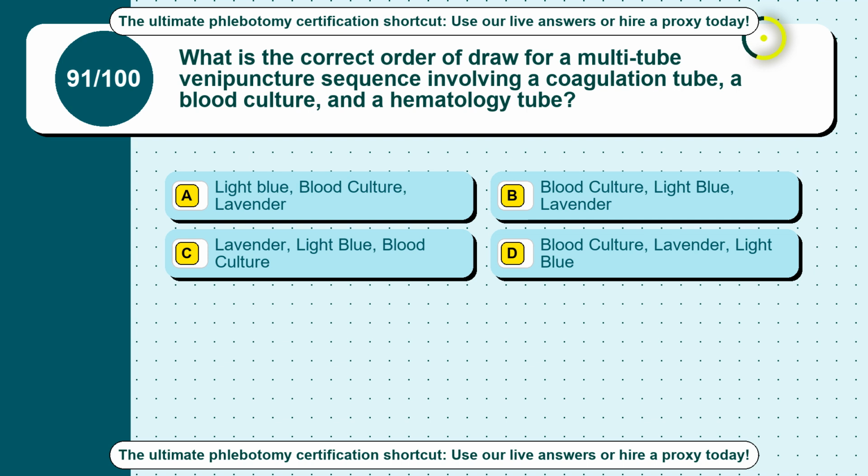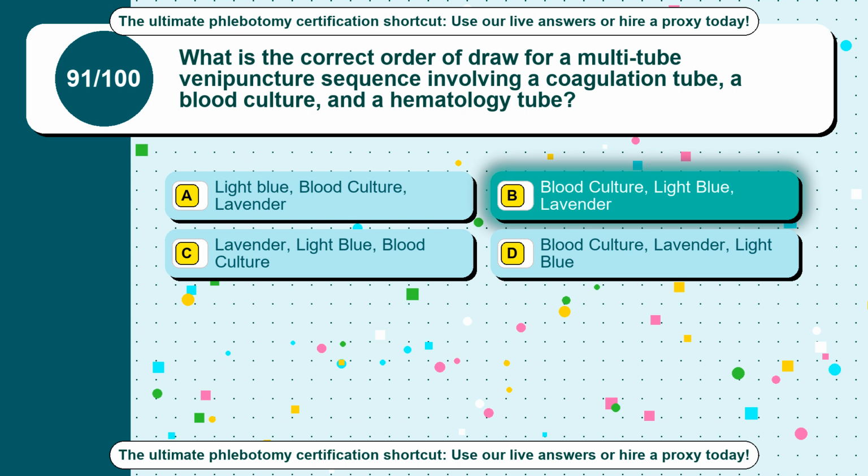Option A, light blue, blood culture, lavender. Option B, blood culture, light blue, lavender. Option C, lavender, light blue, blood culture. Option D, blood culture, lavender, light blue. The correct answer is option B, blood culture, light blue, lavender.